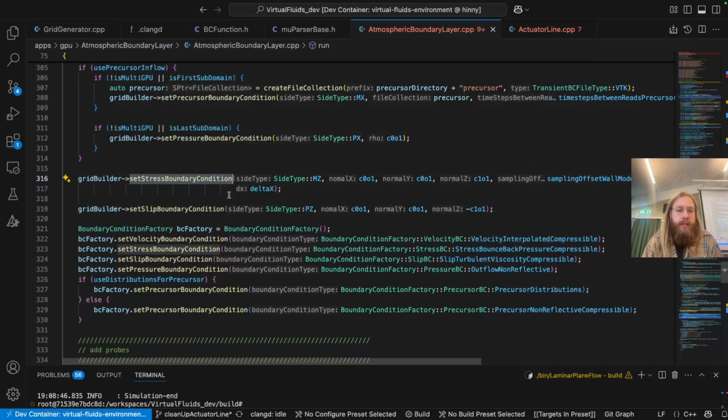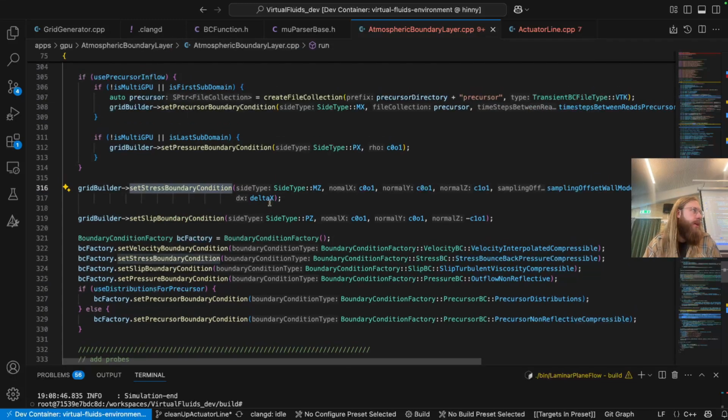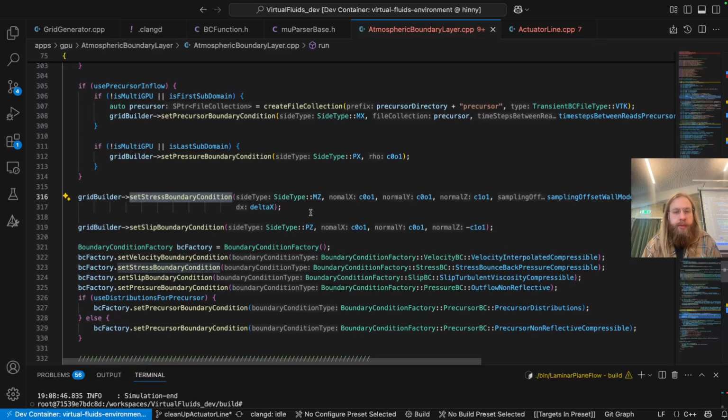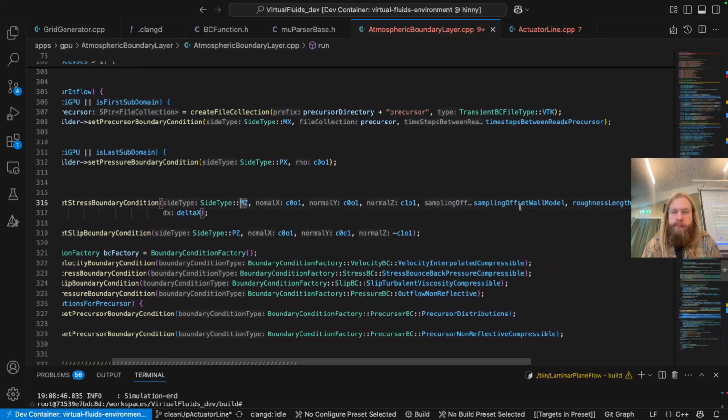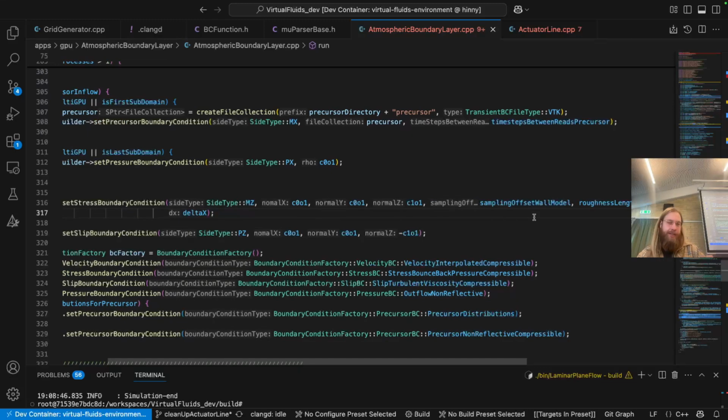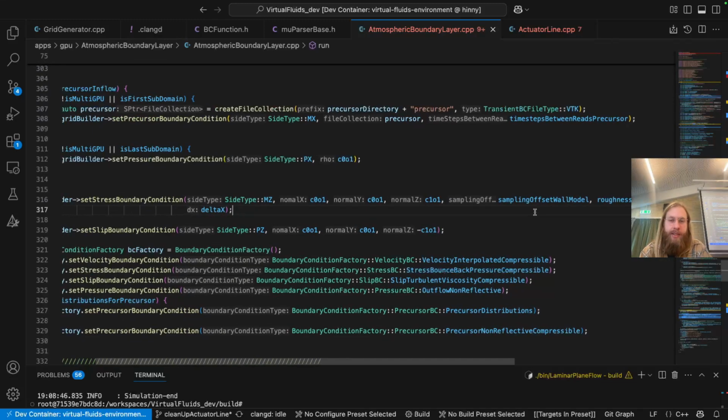Here you can set the stress boundary condition. So this is the IMM boundary condition, and we set it at the bottom wall. Here you have the sampling offset of the wall model. This is how many nodes of the wall you want to put your exchange location at, and it starts counting at 1. So if you set this to 1, it will be the first node of the wall. If you set it to 2, it's the second node of the wall. Usually you start counting at 0, right? Well, if you use Fortran, then you don't, but in virtual fluids, you usually start counting at 0. But this is the second.